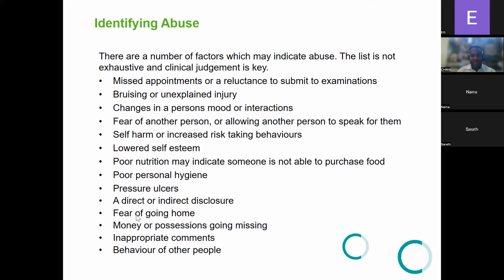Next, please. Fear of going home, money or possessions going missing. Fear of going home: there is someone who is abusing them at home. They don't want to go back there. Money or possessions going missing. Inappropriate comments and behavior of other people. So these are some of the indicators that when you see these things in the service user, it should give you an indication that this person may be going through or experiencing abuse, or is at risk of being abused. Any question or any contribution before we go on, please?